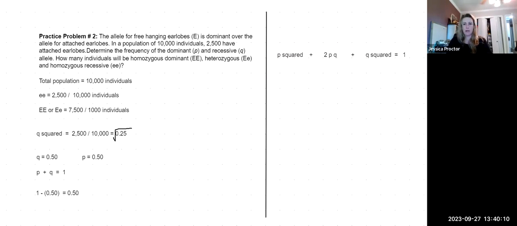So we're just going to plug in our values. Wherever I see a p, I'm going to plug in the value of p, so I'm going to plug in 0.50. p squared is the equivalent of p multiplied by p, so it's 0.50 multiplied by 0.50. And then the middle part, 2pq: 2 multiplied by the value of p multiplied by the value of q.